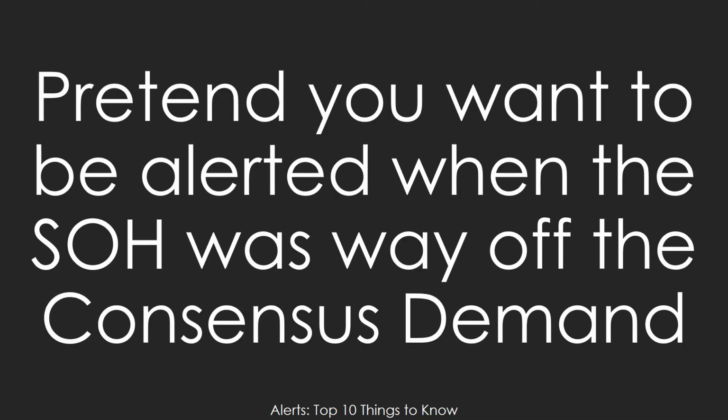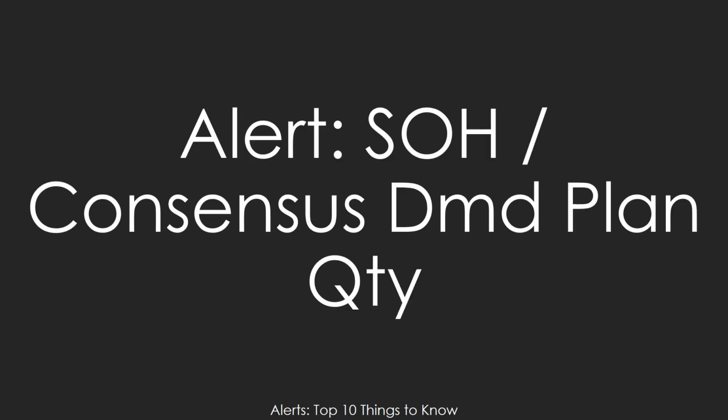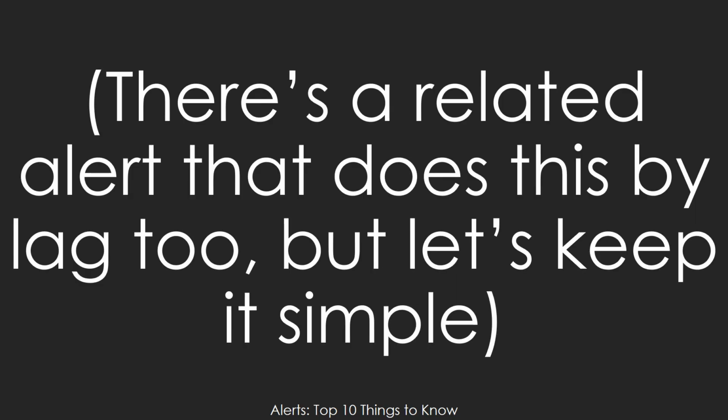Pretend you want to be alerted when the sales order history was way off the consensus demand. That would be alert: SOH divided by consensus demand plan quantity. There's a related alert that does this by lag too, but let's just keep it simple.